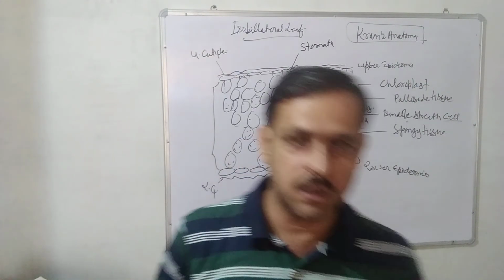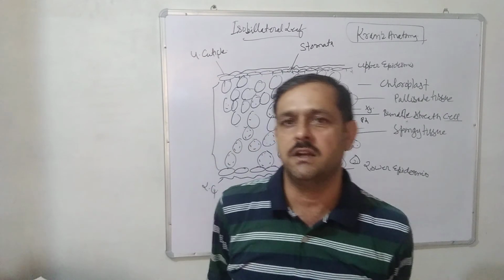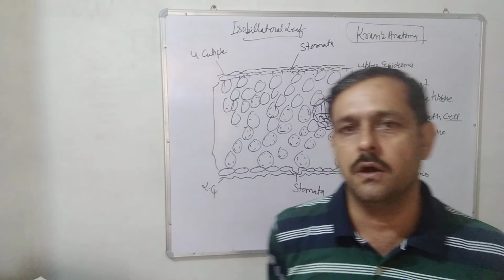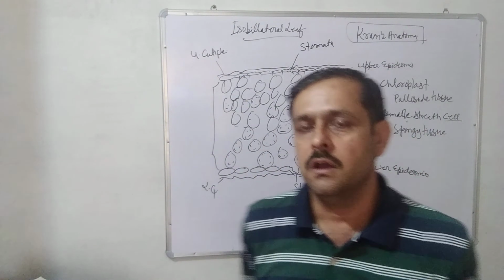Thank you for today's class. Today we discussed dorsiventral and isobilateral, or we can say dicotyledon and monocotyledon leaf. Thanks.